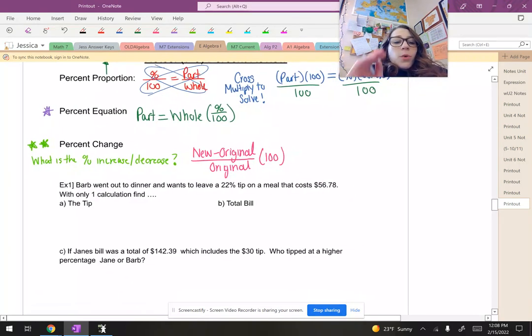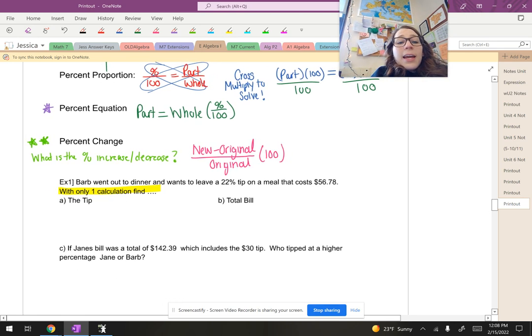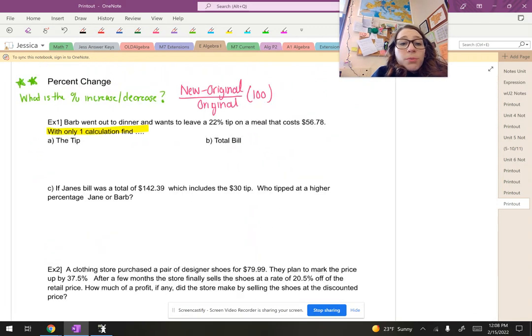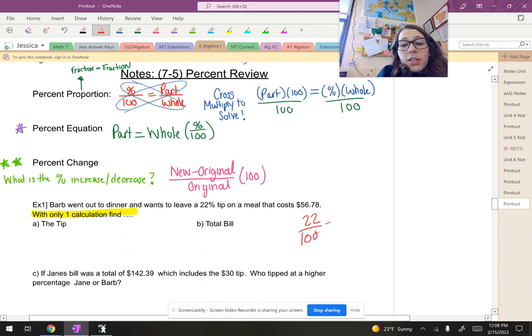All right, so example number 1 here. Barb went out to dinner and wants to leave a 22% tip on a meal that costs $56.78. Now, this is the key piece here. With only one calculation, I want to do this in one step. Can I absolutely go through and use the percent proportion and figure this out? Yes, I can do that. 22 over 100 is equal to x over my whole. But that's going to take like 3 steps. First, I have to cross multiply, then I'll have to solve that equation, and then I need to add the tip back on. So not what you want to be using.